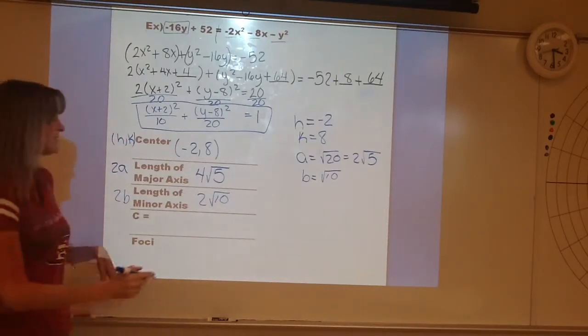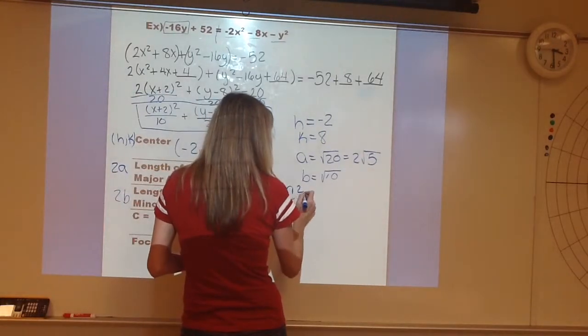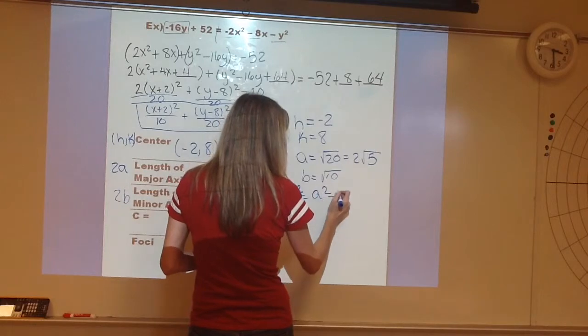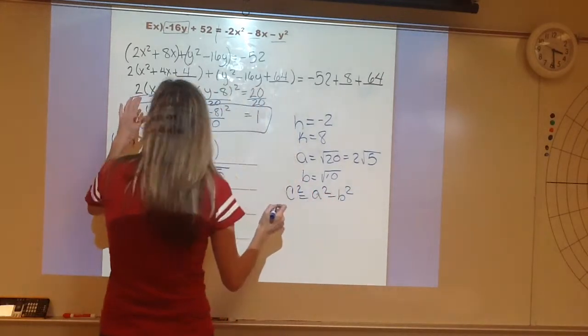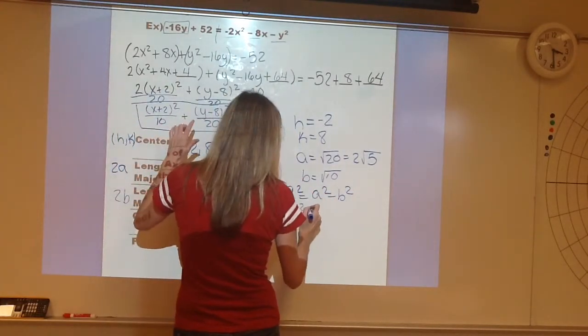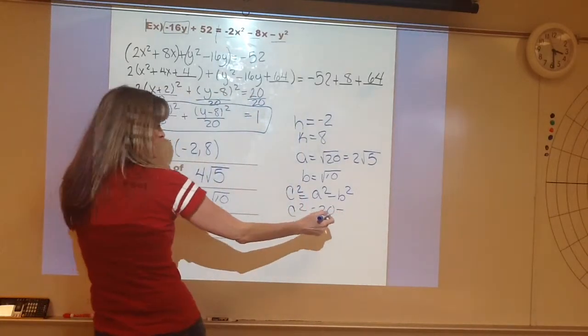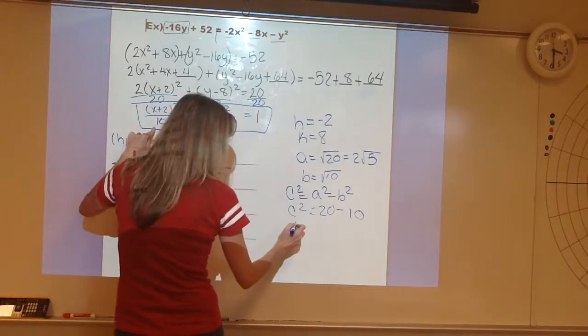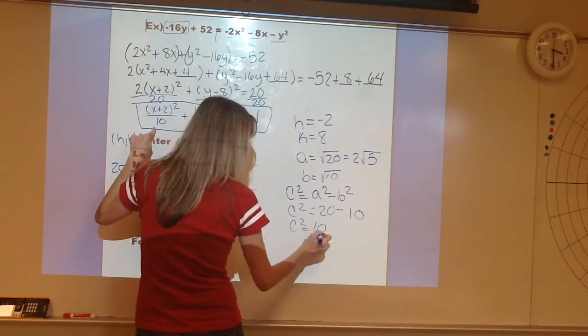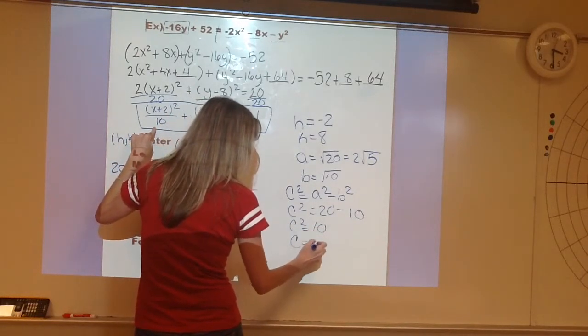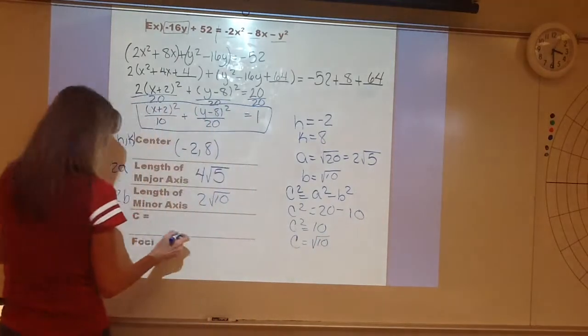To find C, I'm going to use the formula C squared equals A squared minus B squared. So C squared is my bigger denominator, which is 20, minus my smaller denominator, which is 10. So C squared equals 10. So C equals the square root of 10.